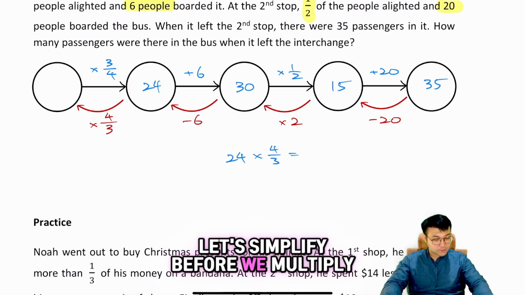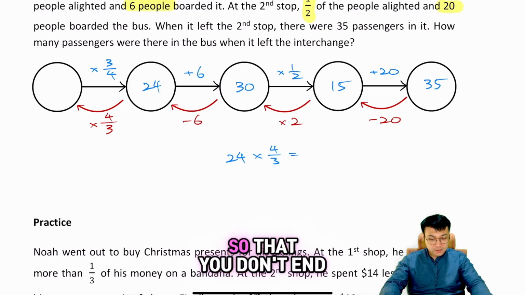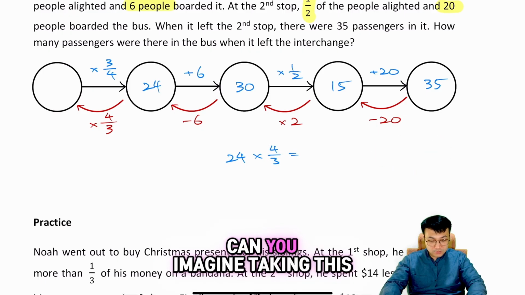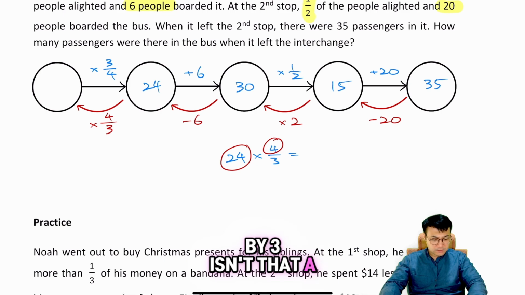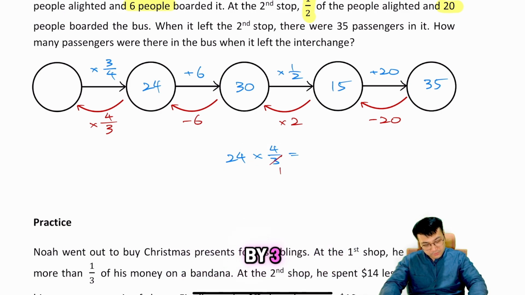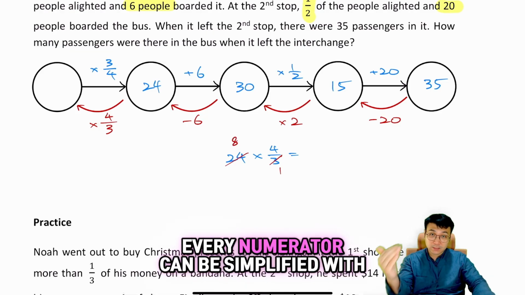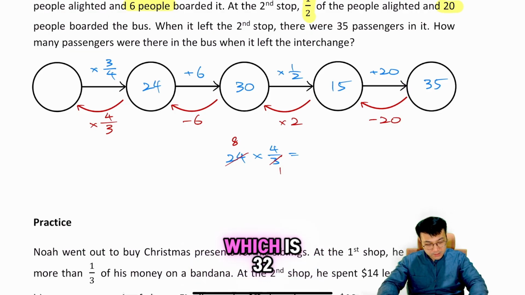Let's simplify before we multiply. Simplify before you multiply so that you don't end up with huge numbers. Can you imagine taking this times this? You get 92 or 96, and then you divide it by 3. Isn't that a big number? If you can make it smaller, why don't you? Divide this by 3, divide this by 3. Every numerator can be simplified with a denominator. Okay, so simplify it. You have 8 times 4, which is 32.